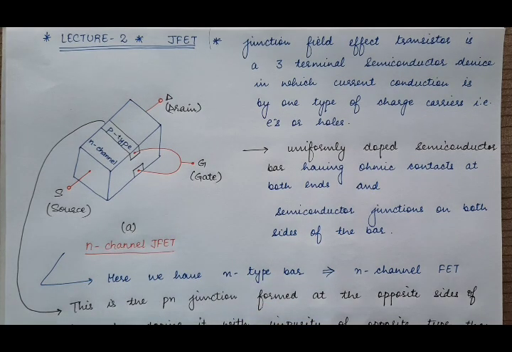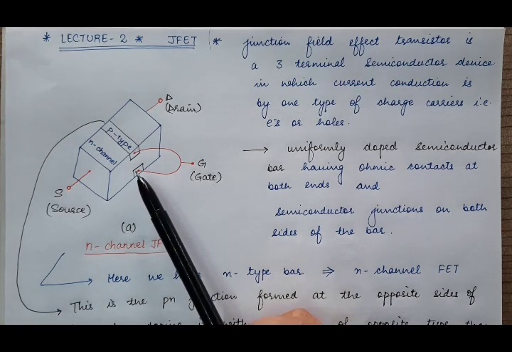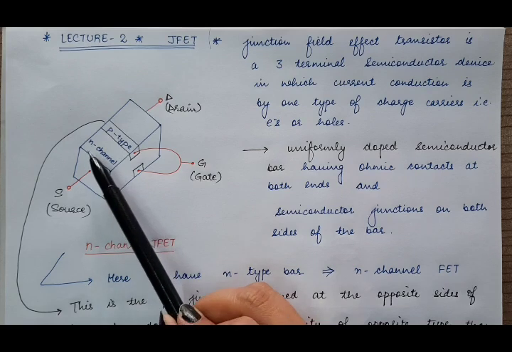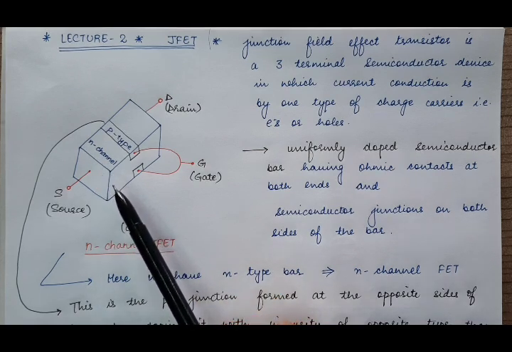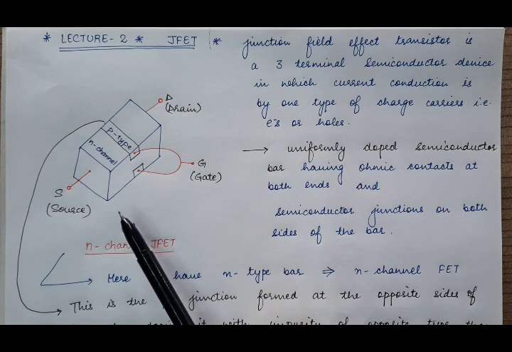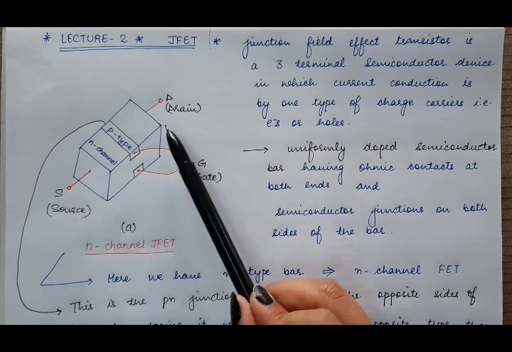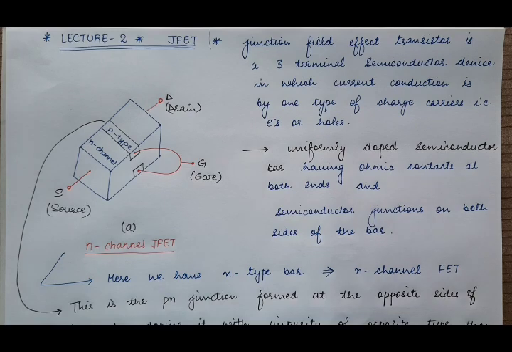But if this semiconductor bar is made up of P-type material, then this channel will be a P channel instead of N. And we know that in a P-type semiconductor, the majority carriers are holes. So at that time, the current between the source and drain will be conducted by holes.